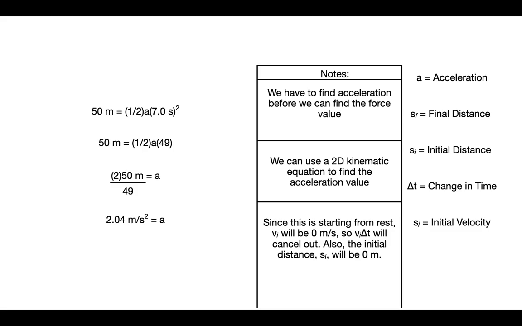After that, we get 50 meters is equal to 1/2 of acceleration times 7 squared, which will equal 49. Once we redistribute by dividing 49 on both sides and multiply 2 on both sides to cancel out the 1/2 on the right side, we get that 50 times 2 divided by 49 equals 2.04 meters per second squared.